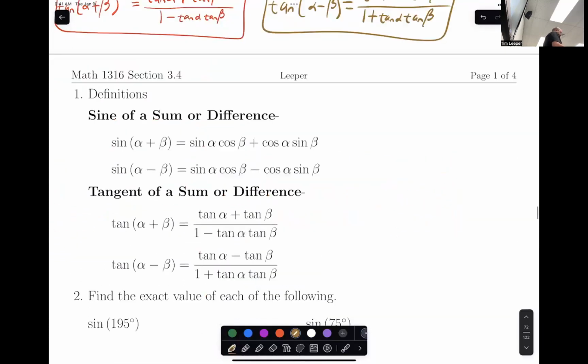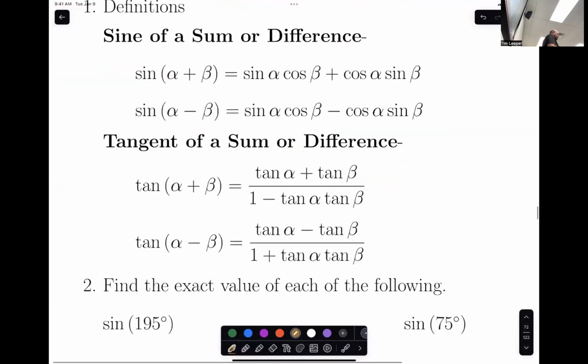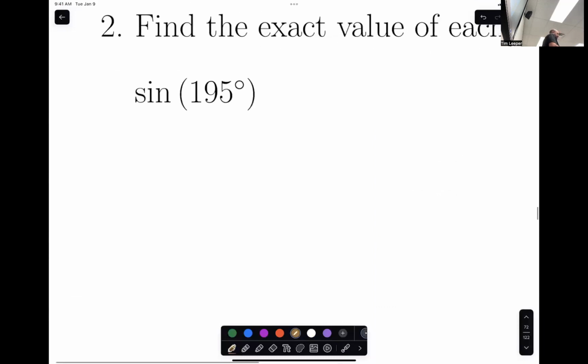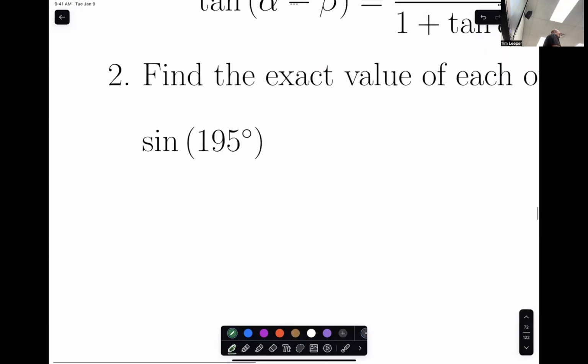Okay. So now we have just proven the sine of a sum and the tangent of a sum formulas. And what's nice is that from now on, we could just assume that they're true. That's why we do this. So now we can just do the following. What is the sine of 195 degrees? Well, 195 degrees is not part of our special angles, right? So what are our special angles in degrees?